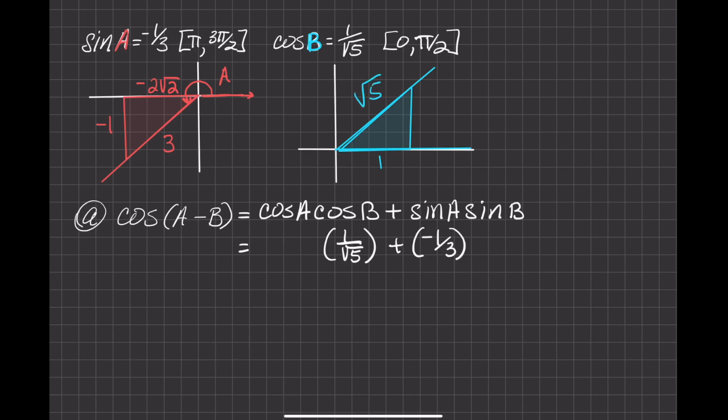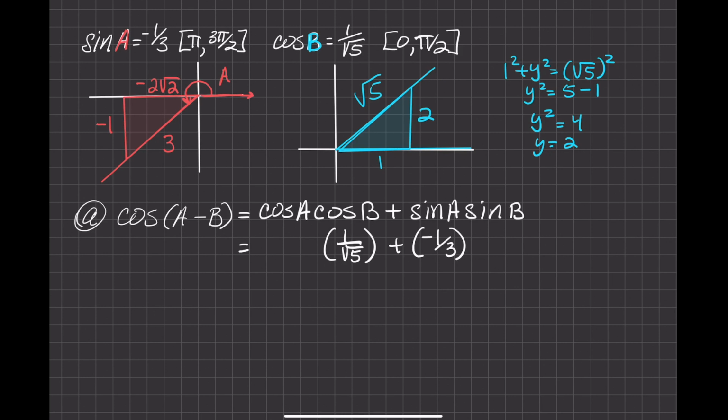There we go. And we have x squared, which is 1 squared, plus y squared is equal to the square root of 5 squared. That's going to give us y squared is equal to, of course, the square root of 5 squared is just going to be 5, minus 1 squared. We have y squared is equal to 4, and y is equal to 2.